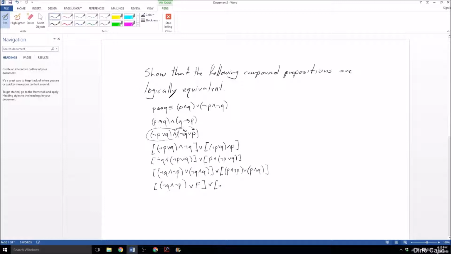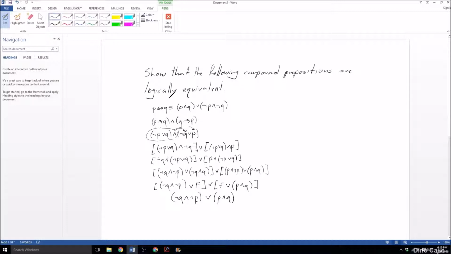Continue on by or. Same thing here: P and not P is false. So we have false or (P and Q). Now remember we can get rid of our false by just replacing it with whatever's over here, because this side will dictate the truth value. If this was true, true or false is true. If this was false, false or false is false. So that's why we can just get rid of this false. That comes out to (not Q and not P) or (P and Q).